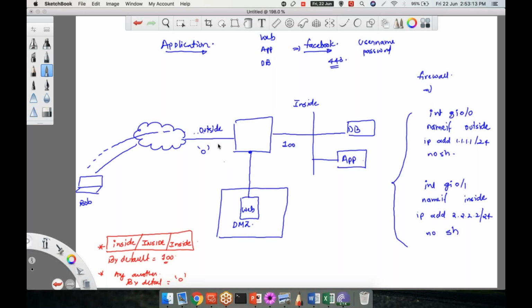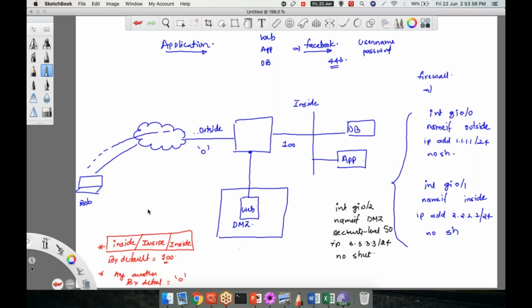Now the question comes, how is DMZ at 0? I said by default, if you give any other name, that interface's security level will become 0. So if you want to define a security level for a particular interface in the middle of 0 to 100, you can write like this: interface gig 0/2, nameif, let's say, DMZ. Remember, the DMZ default security level is 0. If you want to define a security level, you just write security level, say, 50. Then you give an IP address, let's say 3.3.3.3/24, and you give no shut.